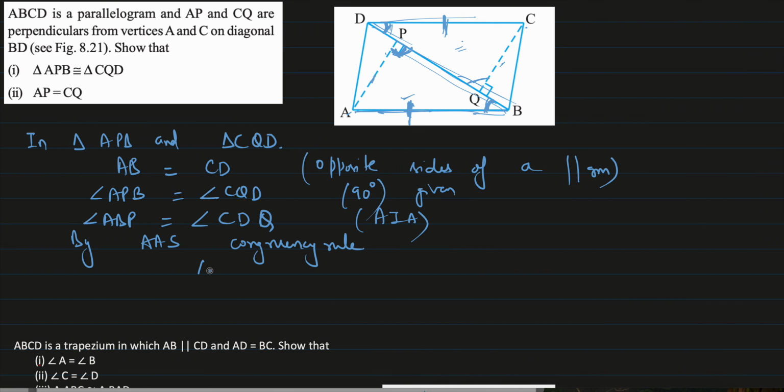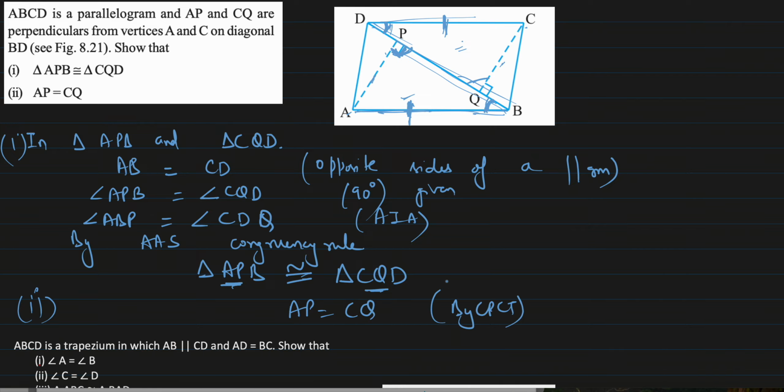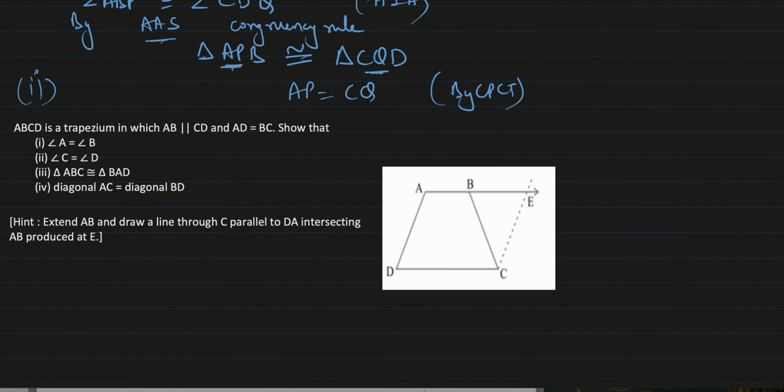We can say that triangle APB is congruent to triangle CQD, and when the two triangles are congruent, this was the first part. Second part, what we will get for that? That AP equals CQ by CPCT. So this was the easy question, students. Only one step here to prove the two triangles congruent by AAS, and by CPCT we'll say that AP equals CQ. Done with the question. Now let's move to the 7th question of the NCERT book. Very important question.